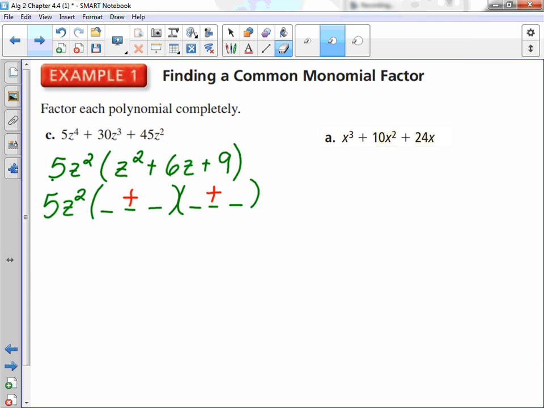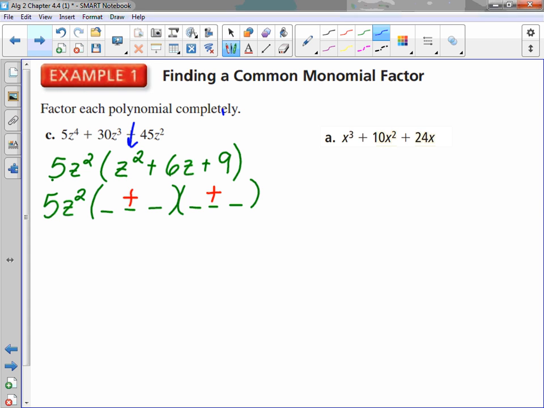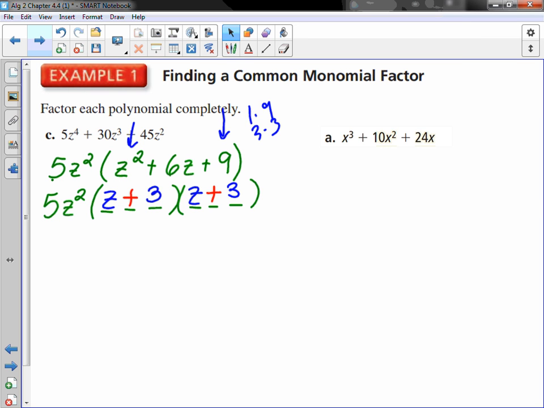After that, we look at the factors of the first and third term, so z squared and 9. The factors of z squared would be z and z, because there's only one set of things that multiply together to give me z squared. For 9, we have 1 and 9 and 3 and 3, but most likely we're going to use 3 and 3.